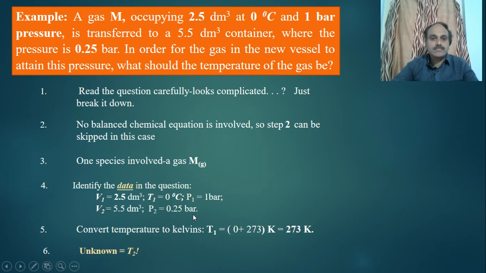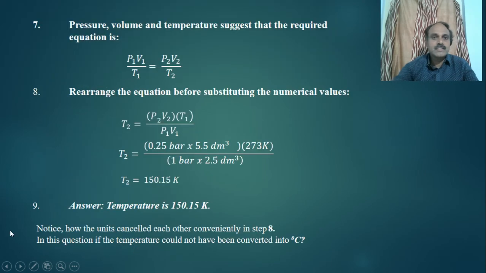The next step is to convert temperature to Kelvin. Here degrees Celsius is given, so convert it into Kelvin, which should be 273 Kelvin. And find out what the unknown is here. There is only one unknown being asked, that is, what the temperature of the gas should be, so the unknown is T2. Next, pressure, volume and temperature suggest that the required equation is P1V1 divided by T1 is equal to P2V2 divided by T2.